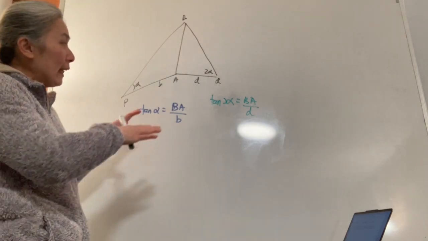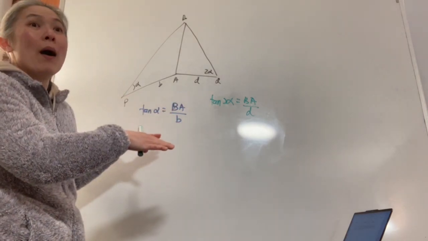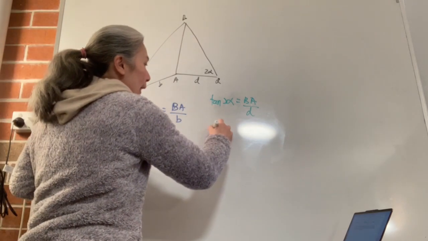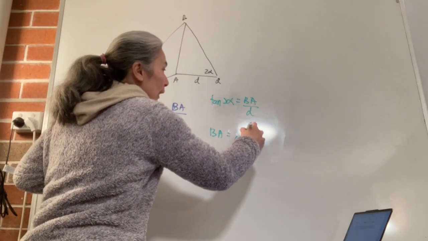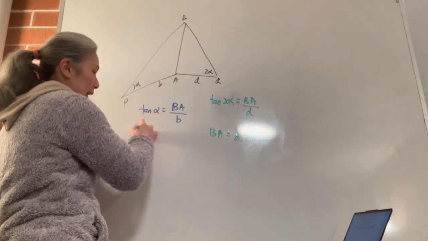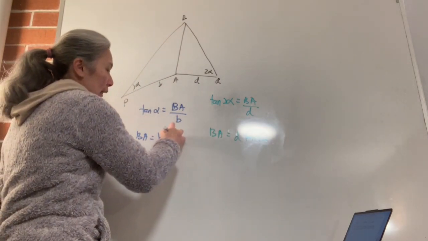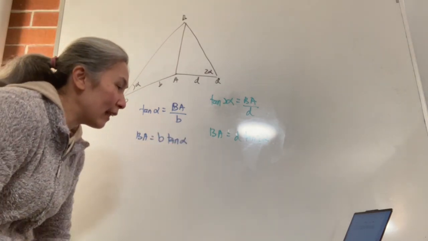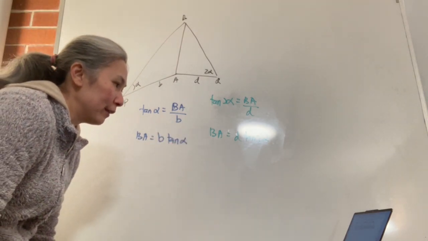The only thing that relates both of them together is the BA. Make BA the subject. So BA is equal to D tan 2 alpha, and this one, BA is equal to B tan alpha. That means you put them together, and that is what you are trying to prove.